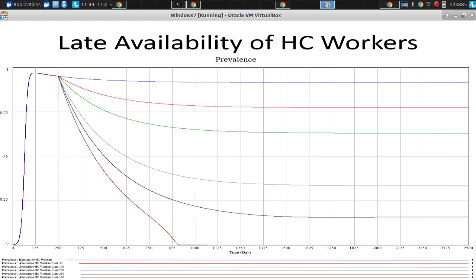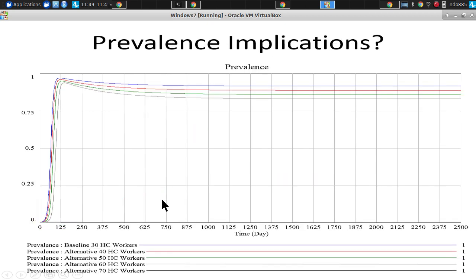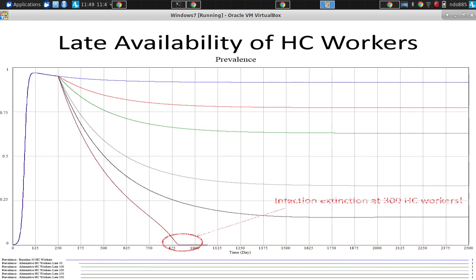Even 280, 30 original plus 250 more, 280 does not eliminate it, whereas over here, 70 eliminated it. What's going on? Why is this?